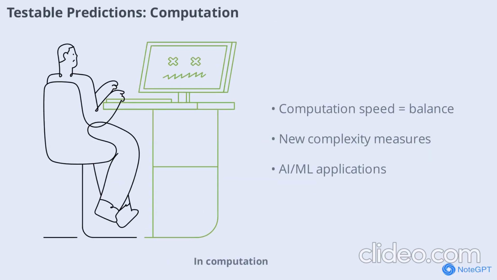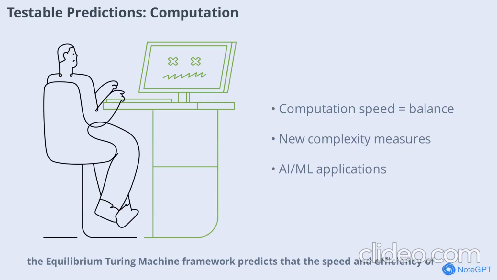In computation, the equilibrium Turing machine framework predicts that the speed and efficiency of computation depend on the balance between expansion, data diversity, and integration, algorithmic structure.